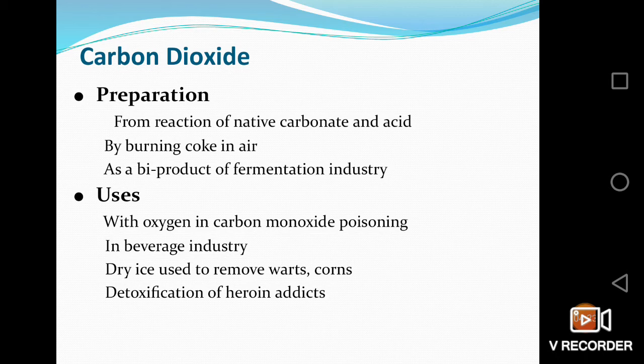Now, when we move to the uses of carbon dioxide, the very first use is that in combination with oxygen, it can be used in treatment of carbon monoxide poisoning. Carbon dioxide is also used in the beverages industry to get carbonated water. Dry ice, that is the solid form of carbon dioxide, is used to remove warts and corns. The detoxification of heroin addicts can also be achieved with the help of carbon dioxide.